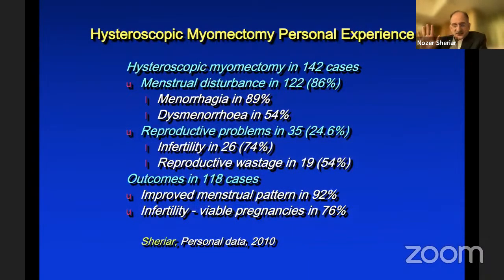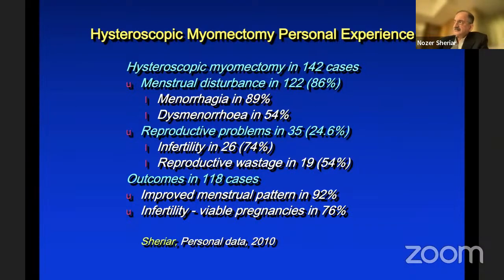This was an analysis from a long time ago, but it reflects what kind of work we do. With hysteroscopic myomectomy, a majority of patients have a menstrual disturbance, menorrhagia or dysmenorrhea. Reproductive problems are in about 1/4, so don't overcorrect this when it comes to infertility, of which you either have infertility or reproductive wastage. After correction, we had an improved menstrual pattern in 92%.